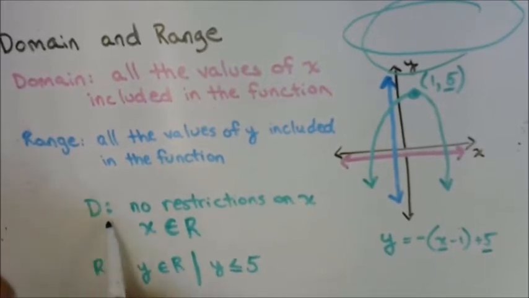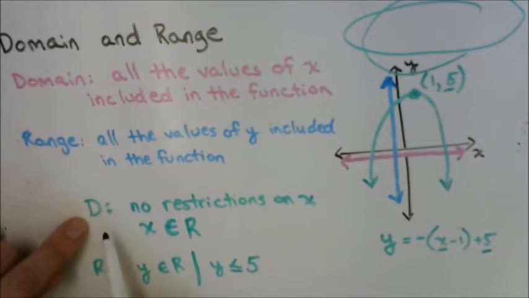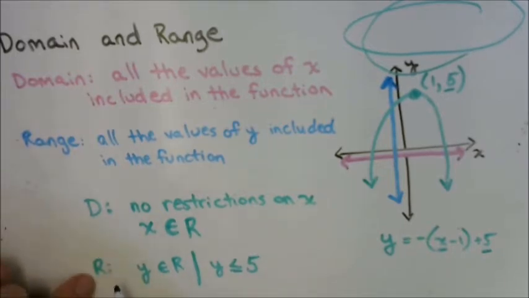This is the domain dealing with the x values of the function. This is the range dealing with the y values of the function. Now, think of every parabola in the whole world. What's going to be true about the domain of every single parabola you ever deal with? There's no restrictions. What's going to be true about the range of every single parabola you deal with? There is a restriction, because all of them have either a maximum point or a minimum point.